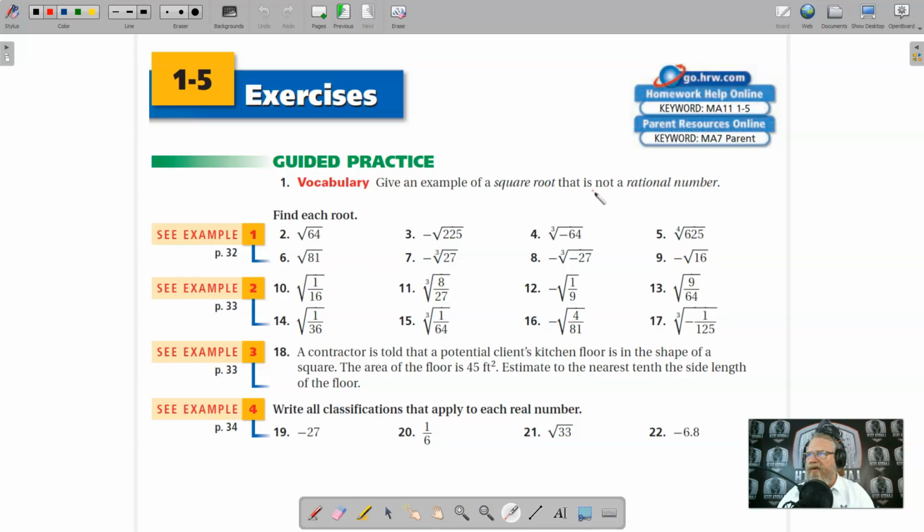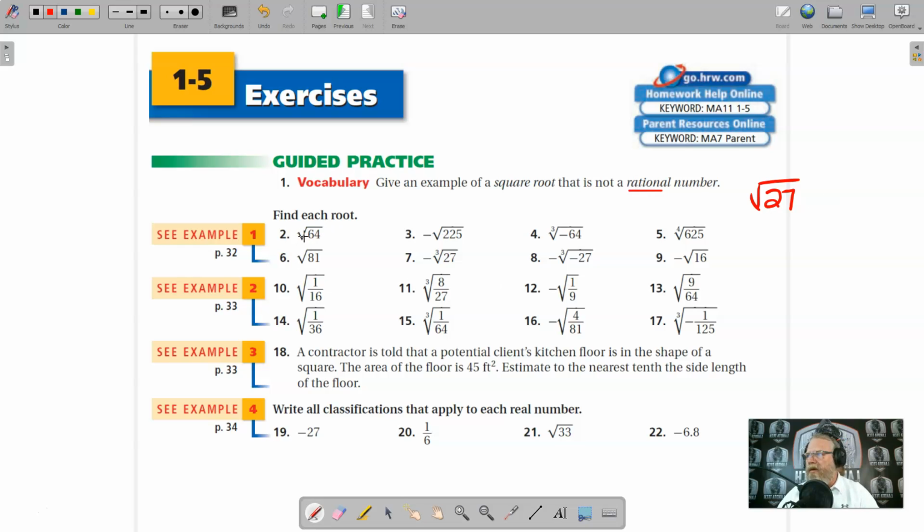Vocabulary: give an example of a square root that's not a rational number. Well, if you take the square root of a non-perfect square, so pick a number that's not a perfect square. 25 is a perfect square, 27 is not, so let's take 27. That would be an example of a square root that would be irrational. Okay, so if it's not rational, then it's irrational.